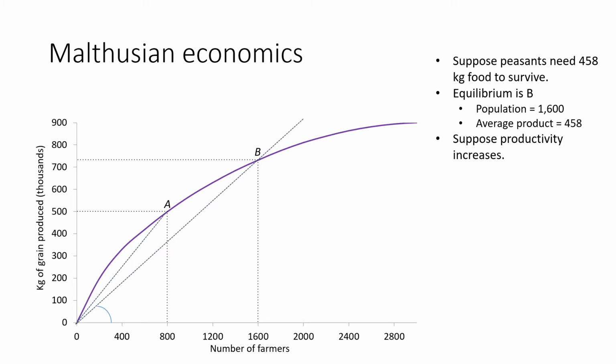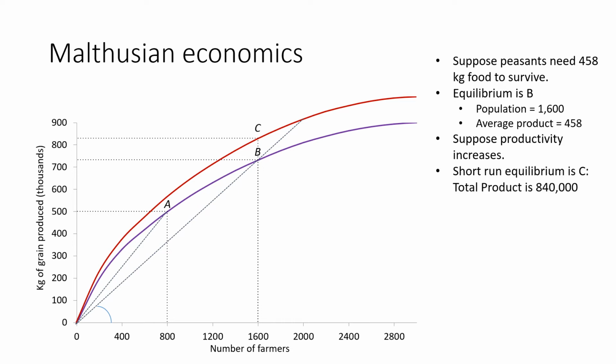Then we have an increase in productivity. This increase in productivity will shift our production function upwards. In this case, our new equilibrium would be point C. At point C, our total product is 840,000. Given that we have the same number of inputs, so we're still at 1,600 farmers being put into the production function, we'll see that we have an increase in our average product. So we've moved from subsistence level at 458 kilograms to 525 with the movement from B to C.